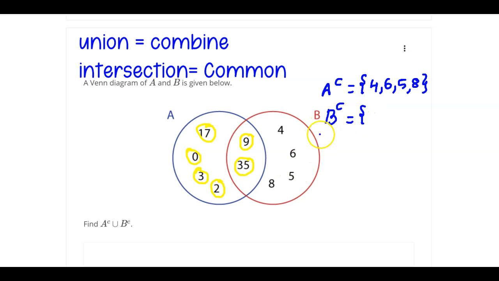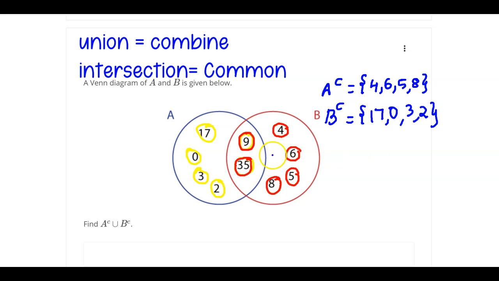B complement is everything except B. So I'm going to change this to a red color. So everything that's not in B. So I cannot have my 4, I cannot have my 6, I cannot have my 5, I cannot have my 8, I cannot have the 9, I cannot have 35. But what can I have? I can have 17, 0, 3, and 2. Do you see that? A complement is everything except A.